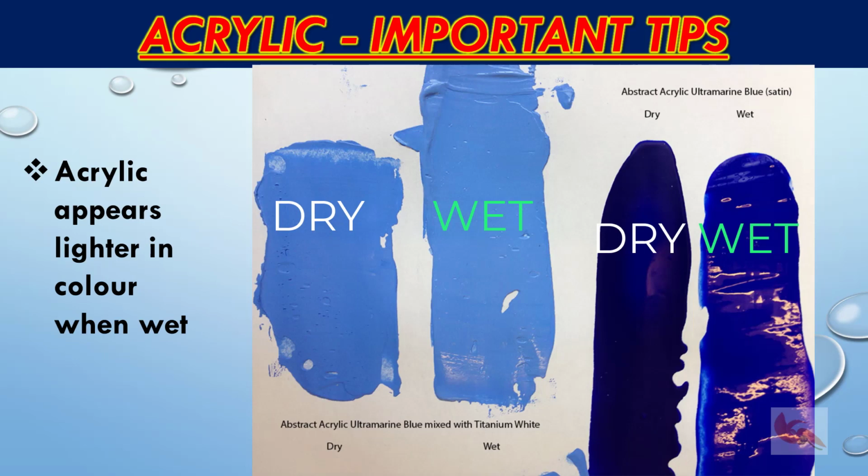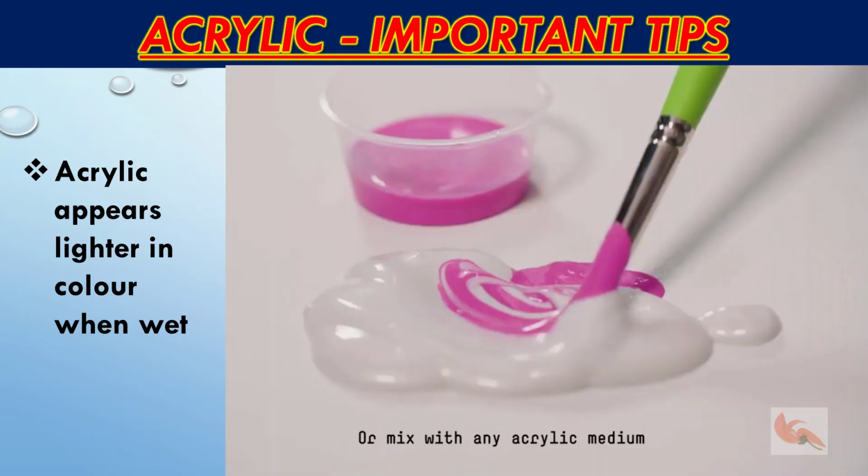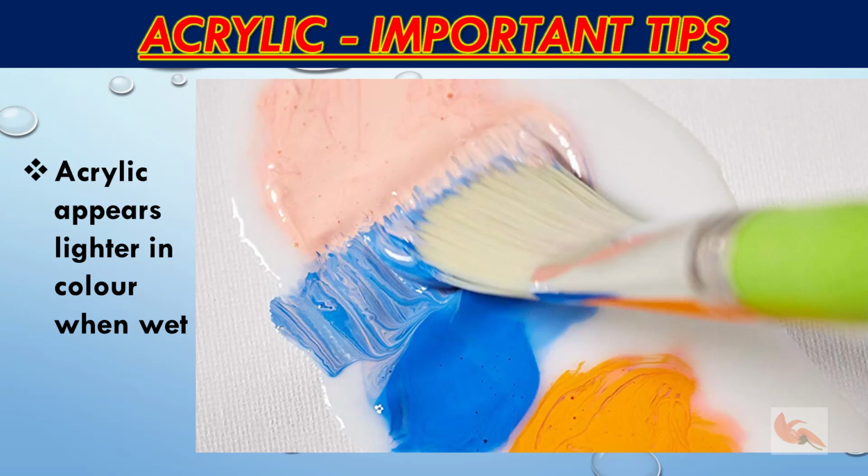Acrylic appears darker in color when dry. The acrylic binder is naturally white when wet, but dries clear and glossy. With acrylic paints, the color will appear lighter when wet but will go to its natural color when dry. The more mediums and gels you add to a paint color, the greater the difference between this lighter version when wet and its natural color when dry.